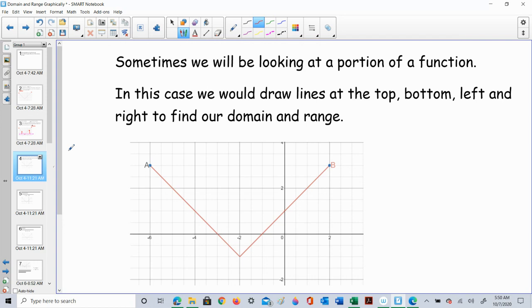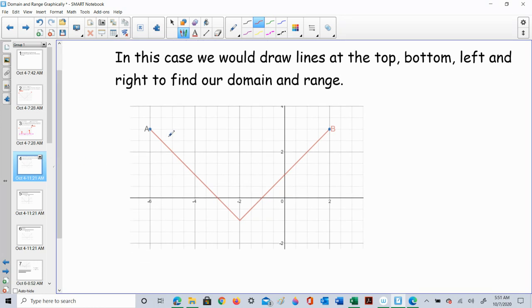Sometimes we're going to be looking at a portion of a function, a little piece of a graph. In this case, we draw some lines on it. It's the best way to see it. Top, bottom, left, and right to find our domain and range. So here we have a portion of that previous graph. It stops here. We have points A and B. We have this point down here, didn't label it, but we know where that is. That's -2, -1.